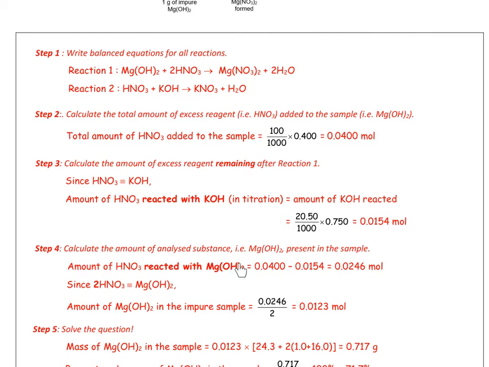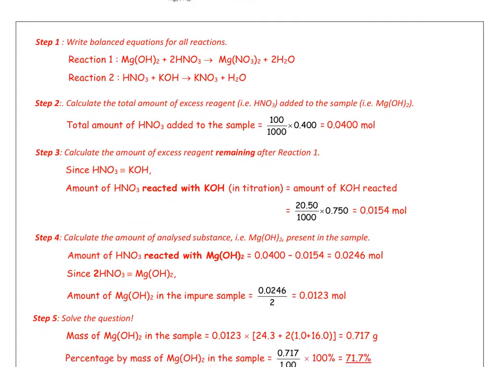So once you know the number of moles of your nitric acid already, which is the amount reacted with magnesium hydroxide, can I say that I do know the ratio between your nitric acid and magnesium hydroxide? 2 is to 1 here. So what do you do? You simply divide it by 2. That's why divide by 2, 0.0123. Oh, that's a good number.